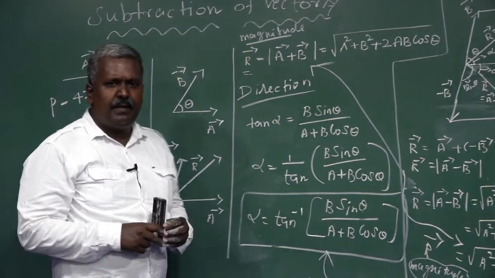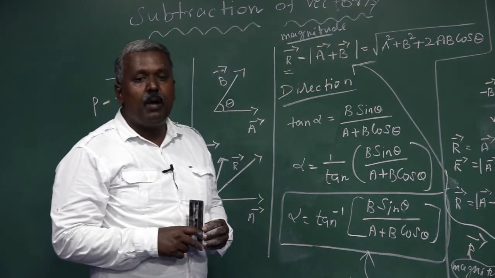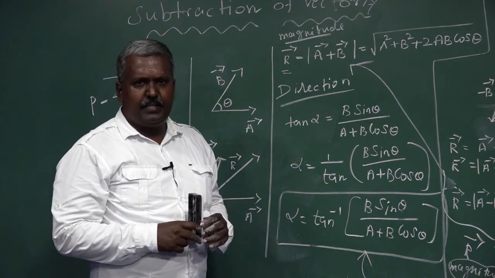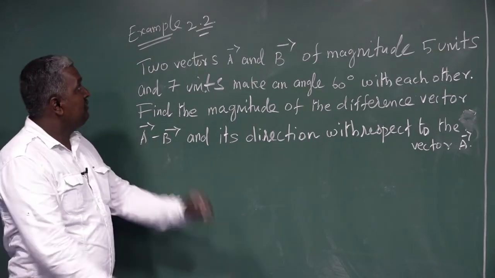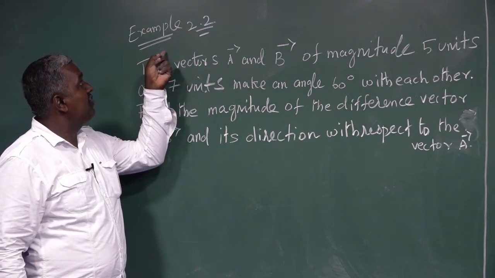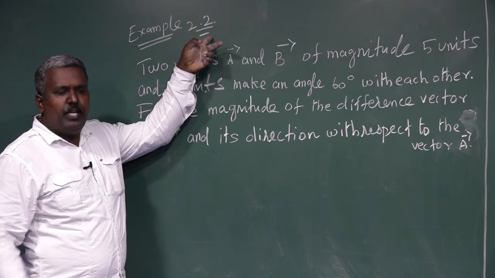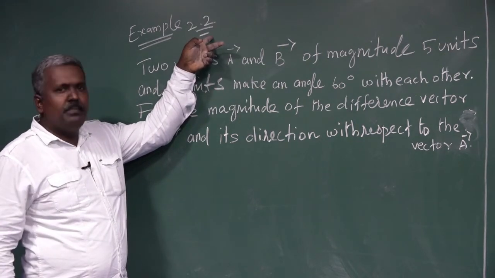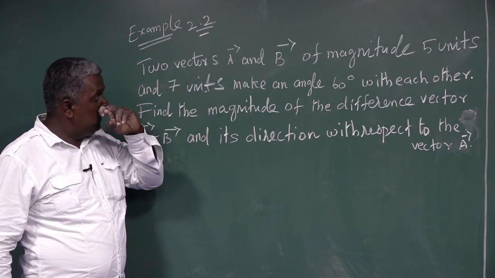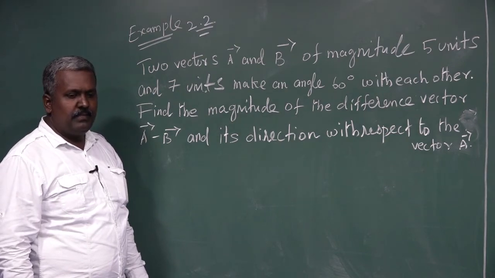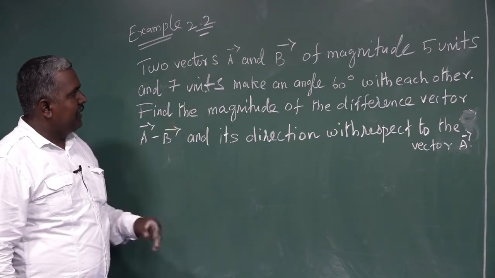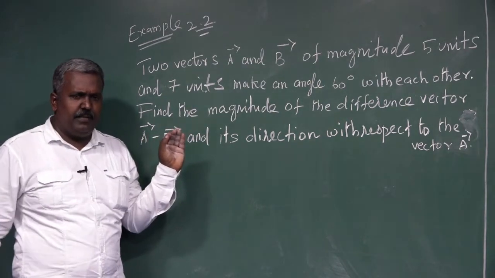Then we are going to discuss one problem with respect to subtraction of two vectors. Example problem 2.2 in your textbook, first volume, page number 50. Take your textbook quickly. Read this line by line properly.